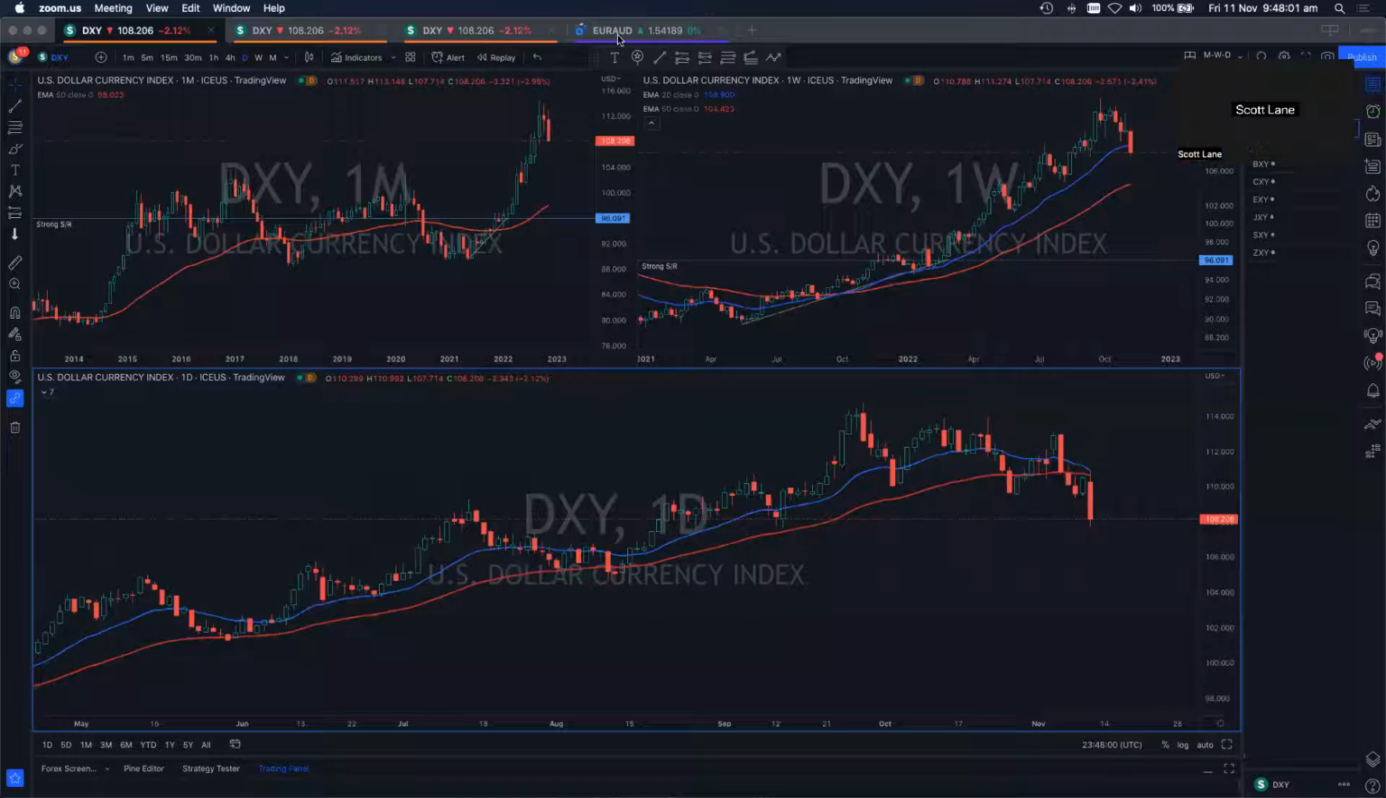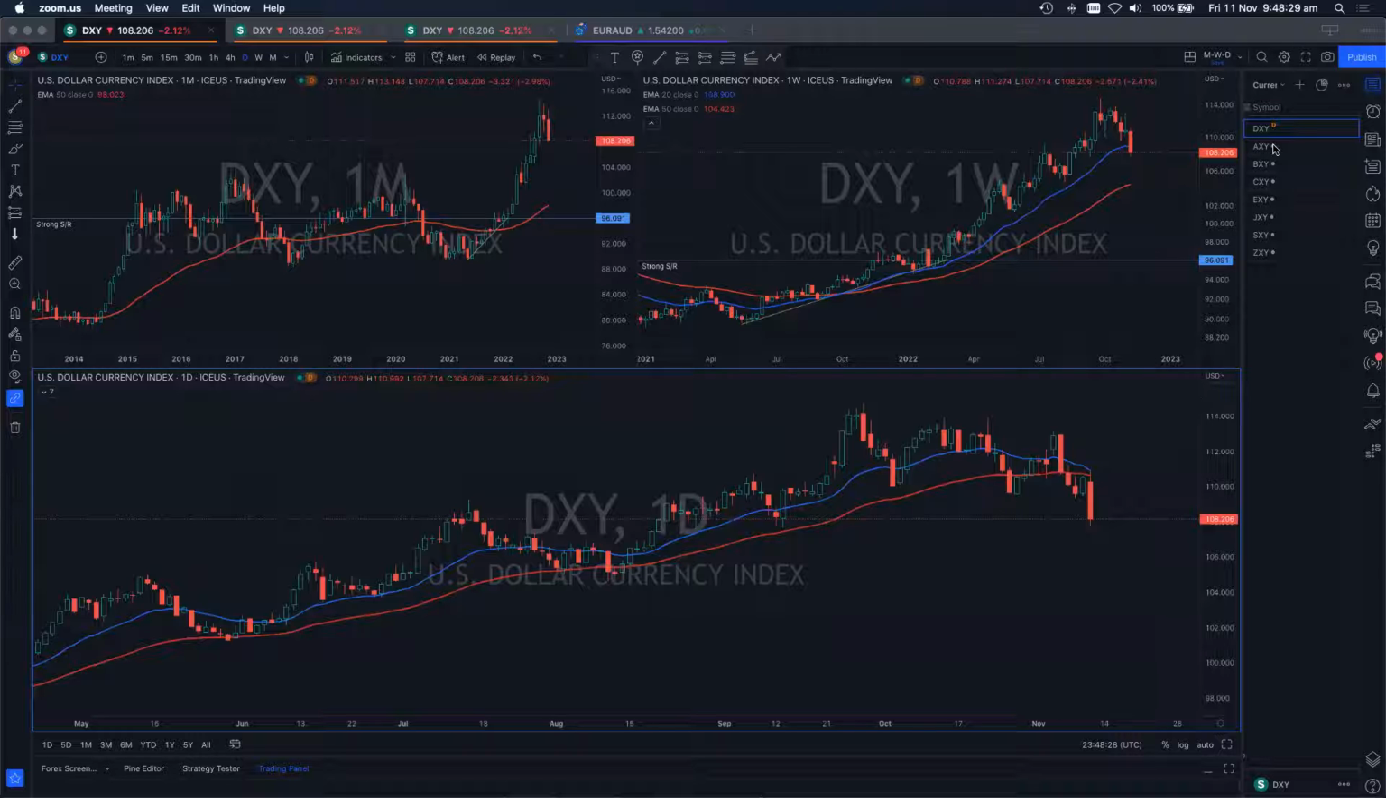Okay, so there are 8 of them, one for each of the currencies. The big daddy, of course, is the DXY, called the Dixie sometimes. It's the dollar index or the US dollar index. And this is the one that most people watch, because that has a big effect on all the markets to some degree.